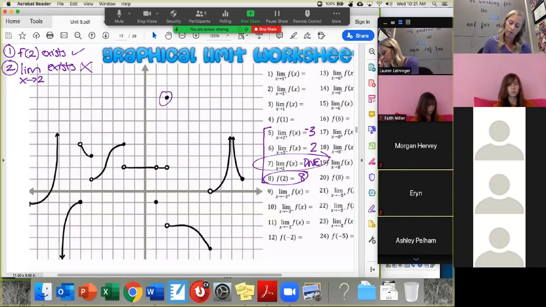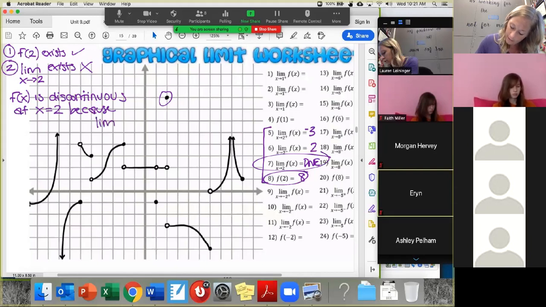So now my answer to this question, is this continuous? I would say f of x is discontinuous at x equals 2 because why? What reason didn't work? The limit doesn't exist. Right. I would say the limit as x approaches 2 does not exist.